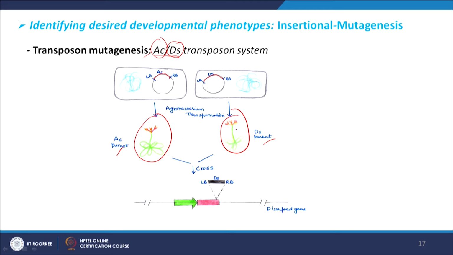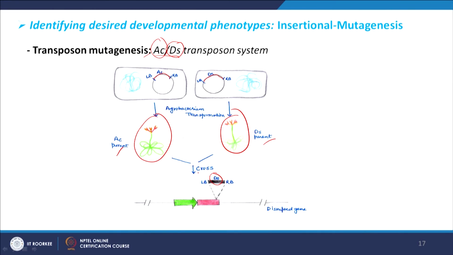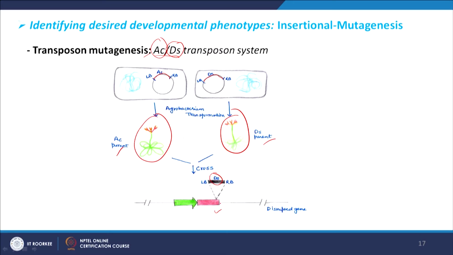The important thing is that the Ds element cannot jump unless the Ac element is present. But the good thing is that the Ac element can work in trans, so they need not be together. Even if they are present in the same plant at different genetic loci, it is fine, they can still work. Then you take these plants and cross them, so you are bringing both the Ac element as well as the Ds element into the same transgenic plant, and once Ac is available, Ds will start transposition, and during this transposition it can inactivate or get integrated at different genetic loci, which might create a developmental mutant.